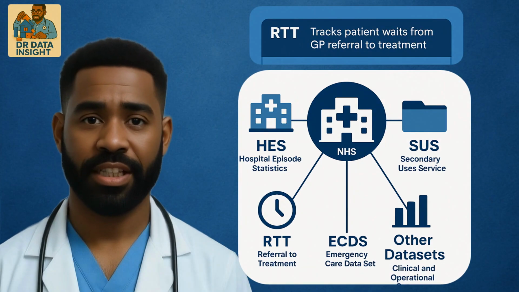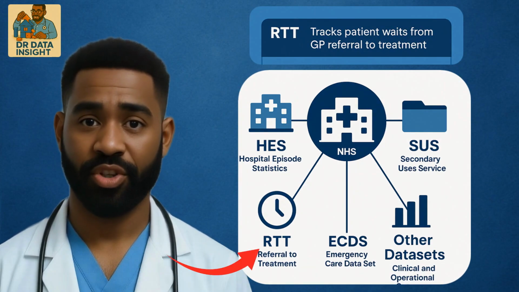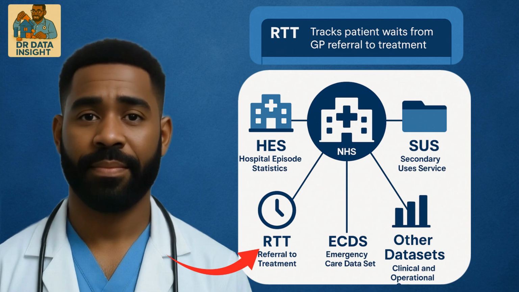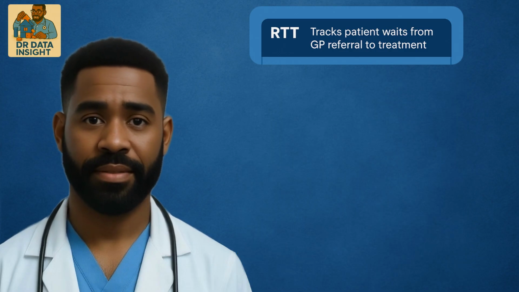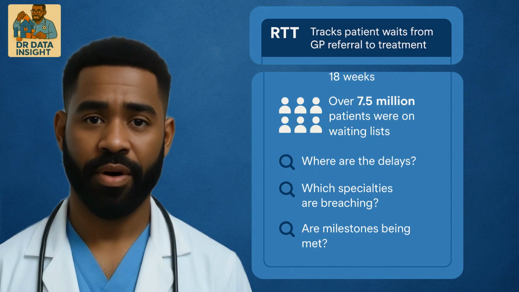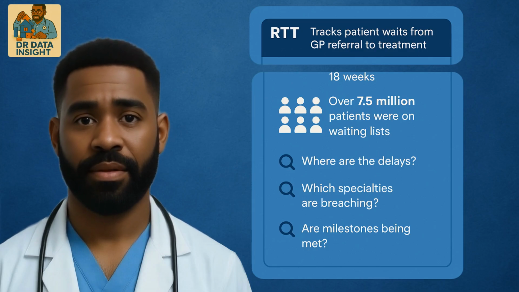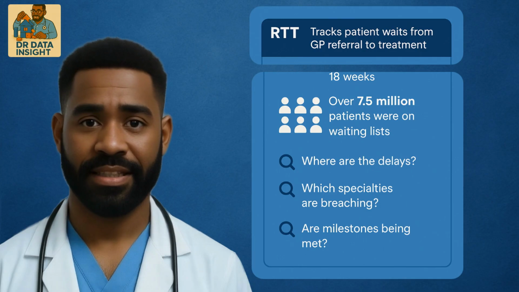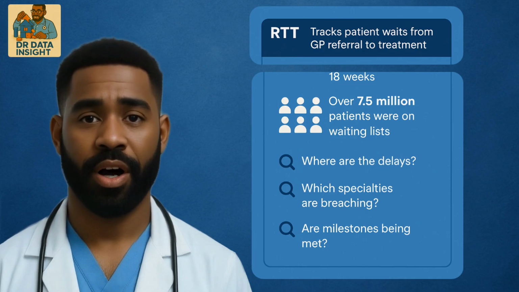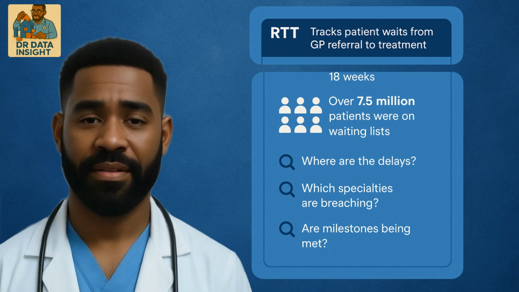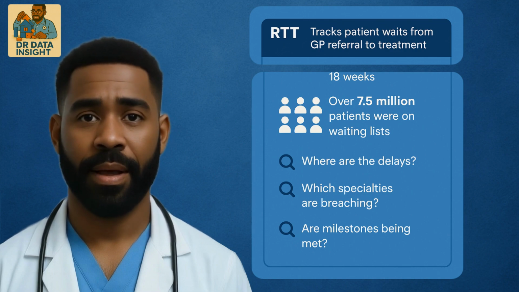Referral to treatment, RTT, is the dataset behind the NHS's most scrutinized metric, the 18-week constitutional standard. It tracks a patient's journey from GP referral to first treatment. For example, in April 2024, only 58.3% of patients were treated within 18 weeks, well below the 92% target. Over 7.5 million people were on waiting lists. RTT helps answer, where are the delays? Which specialties are breaching? Are pathway milestones being met? But beware, RTT data varies heavily by trust and can be prone to clock start-stop inconsistencies.